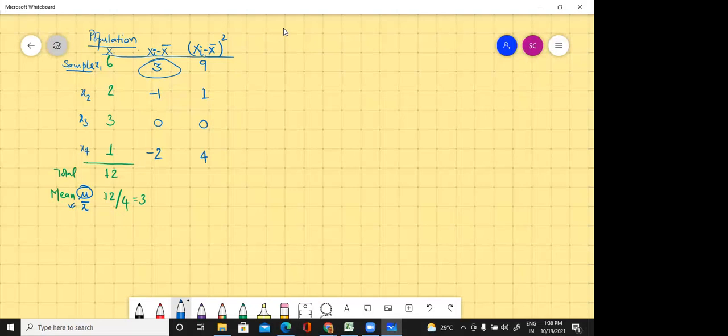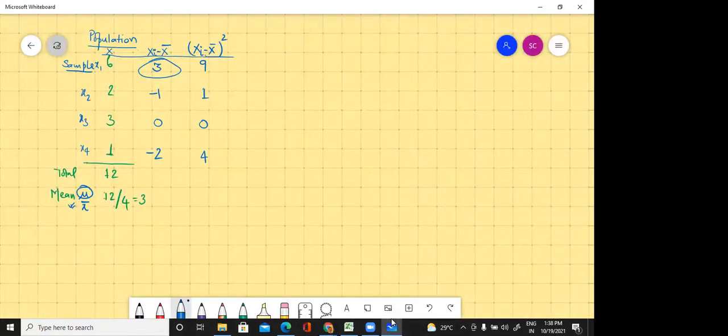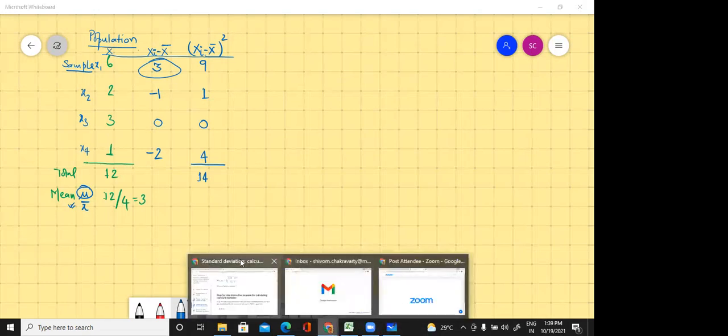Okay. So now we need the summation of all these xi minus x bar square terms, again going back to the formula. So we will sum this up. 9 plus 1 plus 0 plus 4 is 14. So summation is done. Now what else is there in the formula?